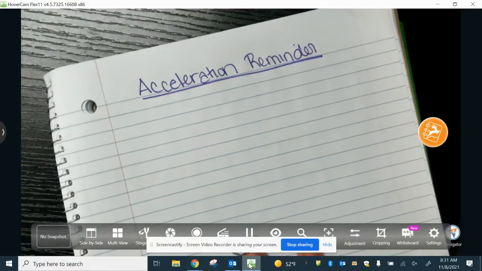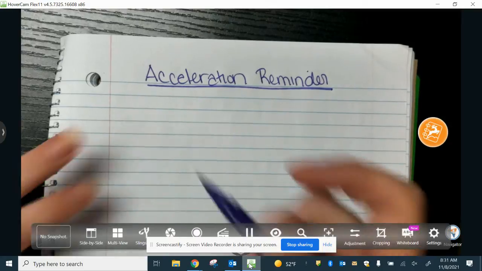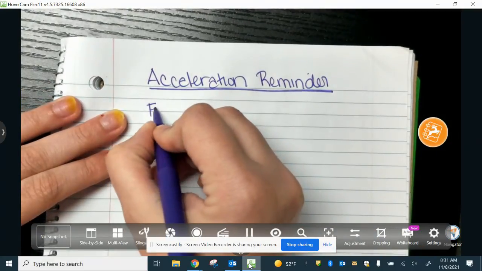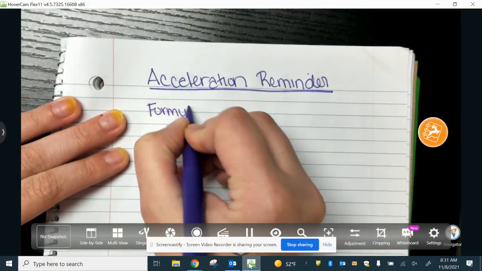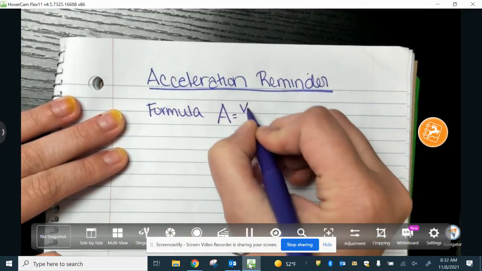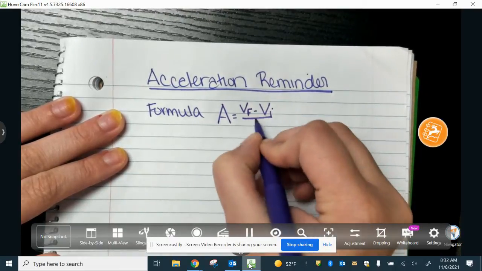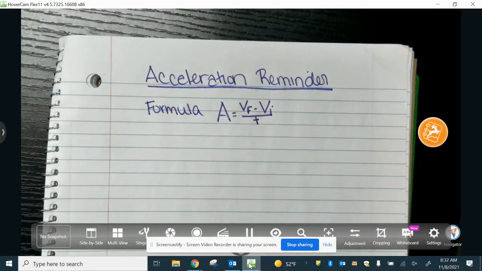All right, so we're going over acceleration again. It was our second or third unit, so it should all be pretty easy. Should be a reminder of what we know. Our main formula for acceleration is a equals final velocity minus initial velocity over time.